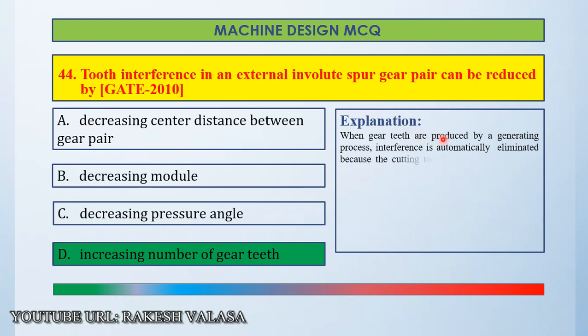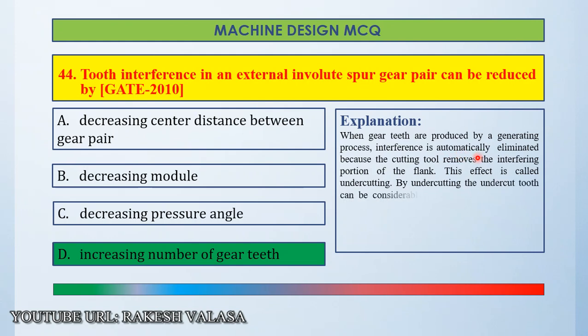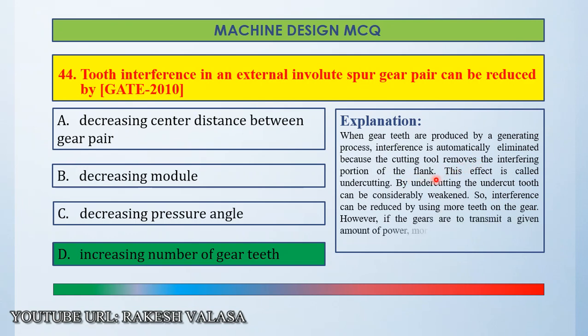When gear teeth are produced by a generating process, interference is automatically eliminated because the cutting tool removes the interfering portion of the flank. This effect is called undercutting. By undercutting, the undercut tooth can be considerably weakened. So, interference can be reduced by using more teeth on the gear. However, if the gears are to transmit a given amount of power, more teeth can be used only by increasing the pitch diameter. So, the correct answer is increasing number of gear teeth.